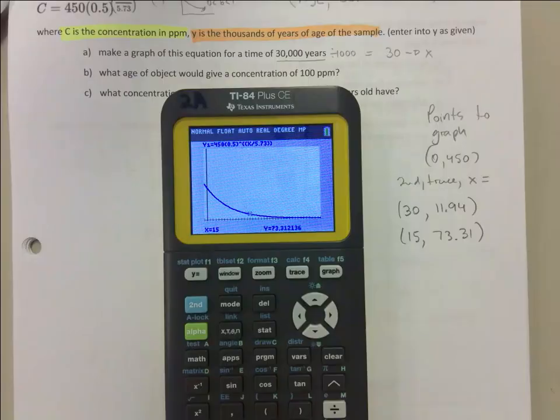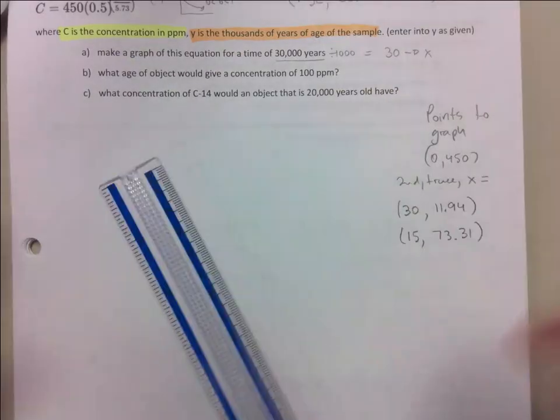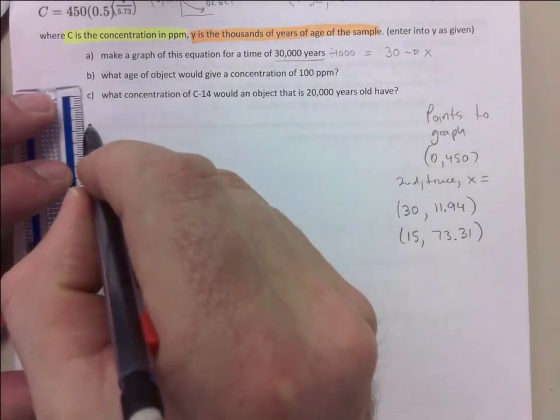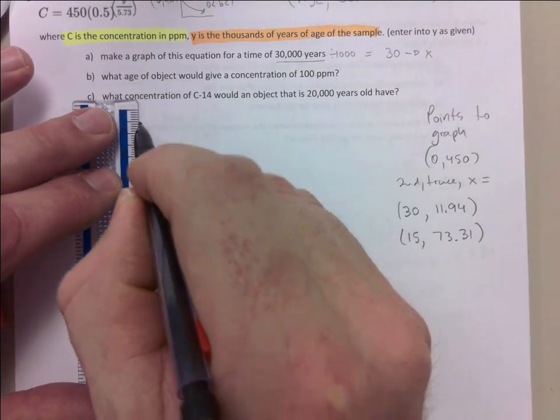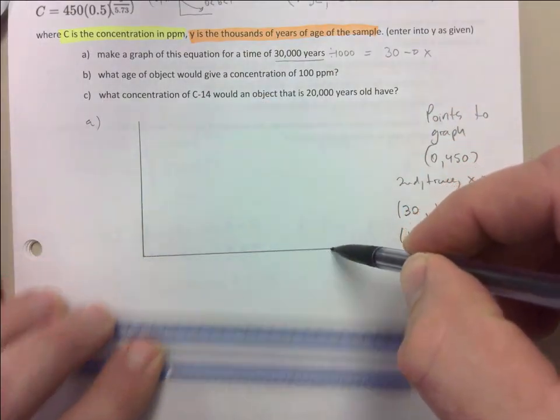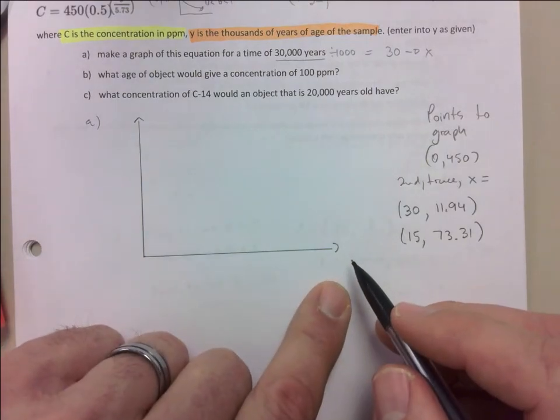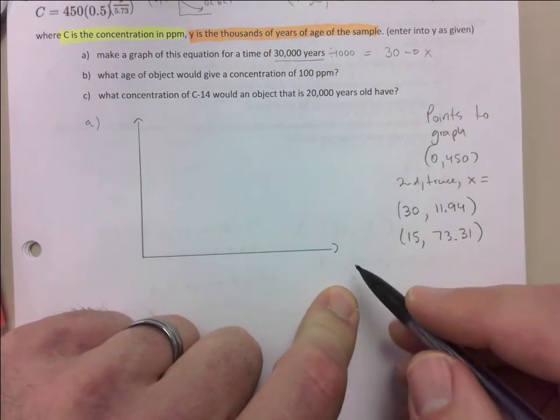Three points is pretty good for your graph. So let's go ahead and do that. I'll have a ruler here. Most of the time I will give you a grid. So we're supposed to make the graph. Here we go. And remember, you need the axes labeled and units attached to them.